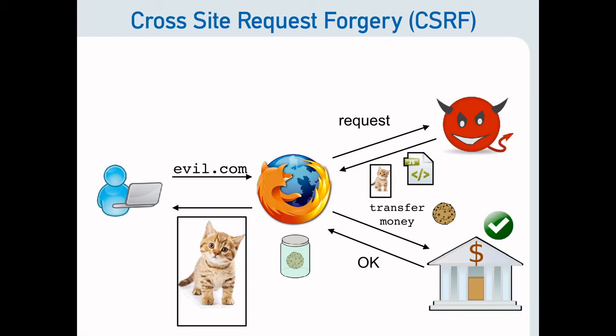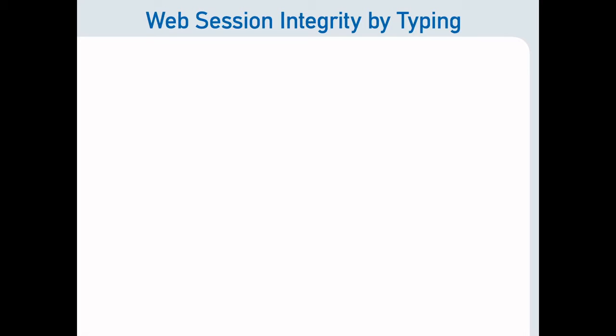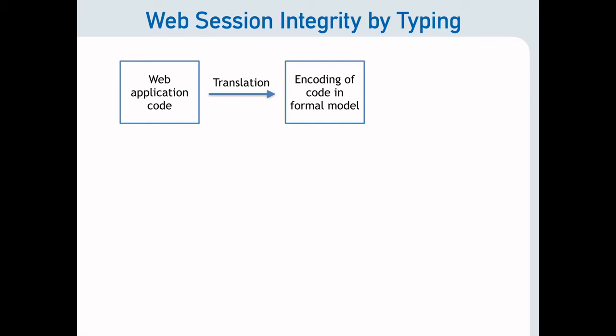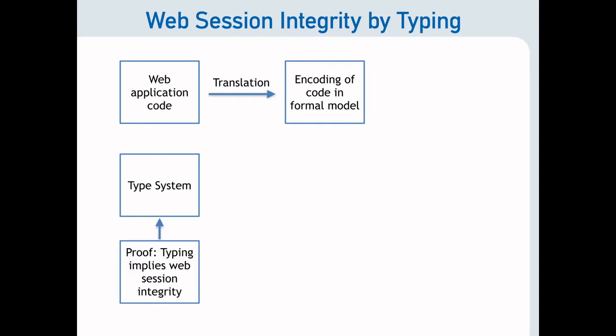To address these issues, we propose to use a type system for the code of the web server that guarantees the absence of web session integrity vulnerabilities. Concretely, our approach works in the following way. We start with a web application code that we translate into an encoding in a formal model. For this encoding, we have a type system, and for the type system, we prove a theorem that says that if typing is successful, then web session integrity is guaranteed.